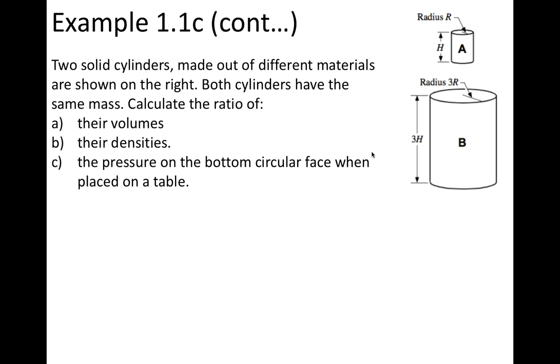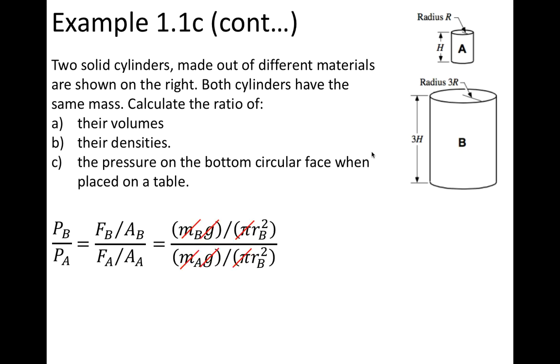Part C asks us to calculate the ratio of pressure on the bottom of the circular face of each cylinder. We can express this ratio as PB over PA. I can substitute the formula for pressure, F over A, for both the numerator and the denominator. I can then substitute M times G for the force because the force on the bottom circular face will be equal to the normal force that the table exerts on the cylinder, which is equal to the weight of the cylinder. A whole bunch of things cancel, leaving radius A squared over radius B squared. Then I can substitute expressions for the radii and simplify the ratio to 1 over 9.